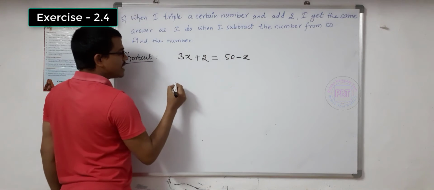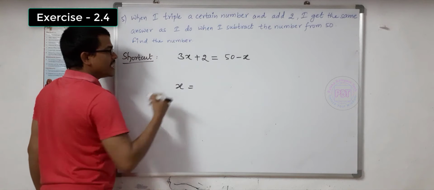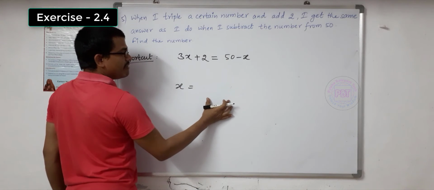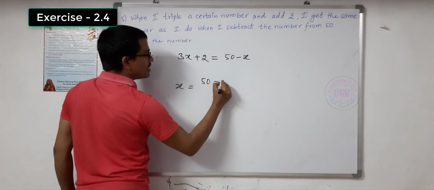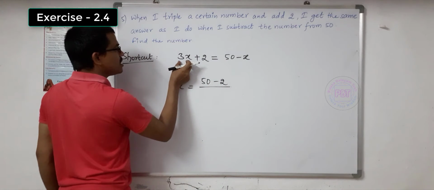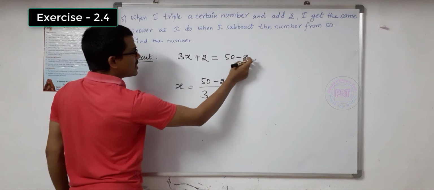Okay. From this directly the variable x equal to, I am going to write constants by coefficients of the variables. So constant 50. Here constant plus 2 becomes minus 2, by coefficient of x which is 3. Here the coefficient of x is minus 1.